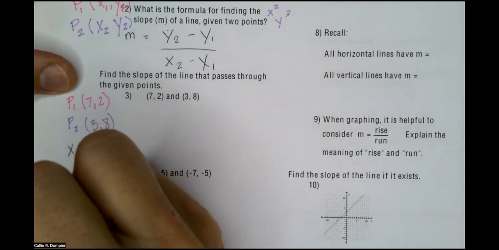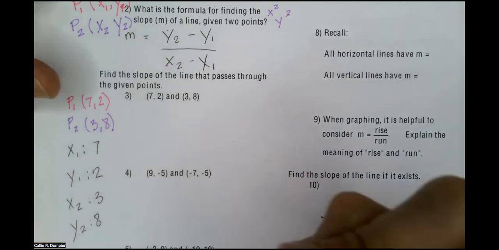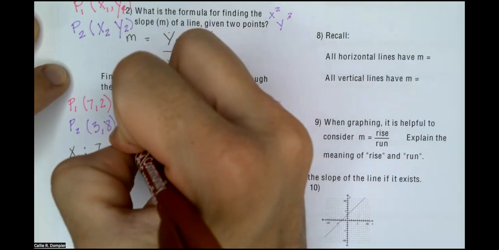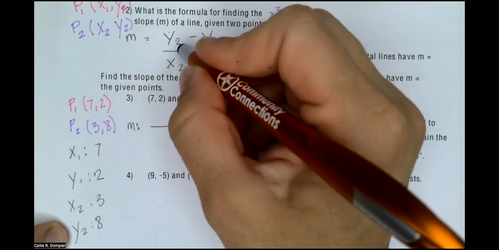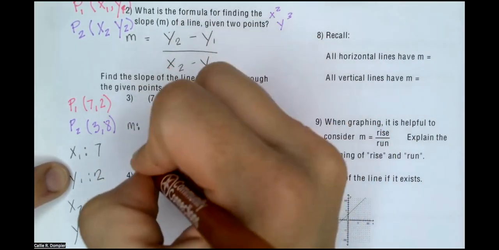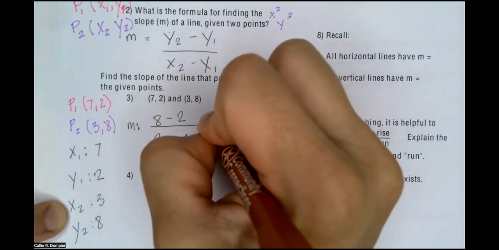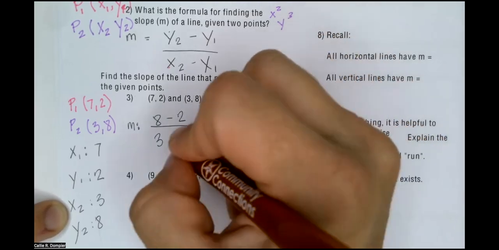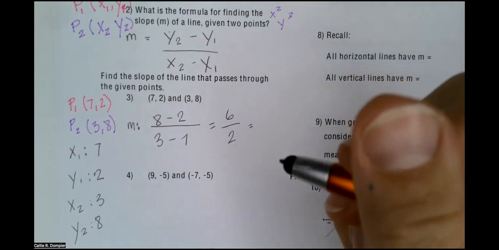My X2 is going to be the number 3, and my Y2 is going to be the number 8. Make sense? Okay. So, slope is Y2, which is 8, minus Y1, which is 2, over X2, which is 3, minus X1, which is 7. 8 minus 2 is 6. 3 minus 1 is 2. That is your slope. Your slope is 6 over 2.